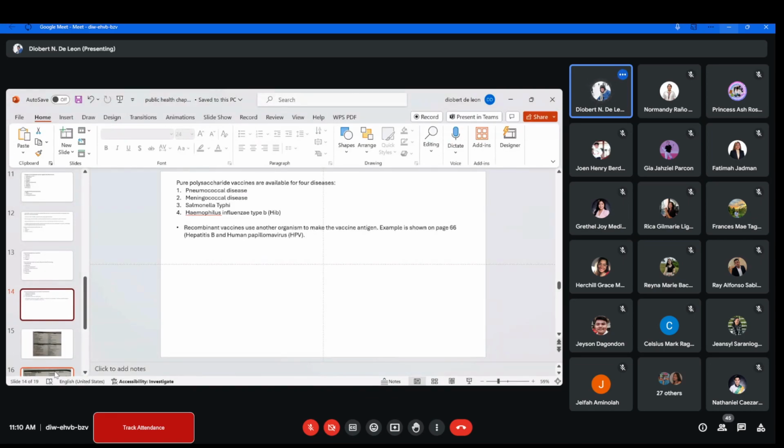Na-try na din kasi ito, no? Sa research, during its insertion of a segment of the respective viral gene into the gene of yeast, cell, or virus. The modified yeast cell produces a pure Hepa B and another pure human papilloma virus.